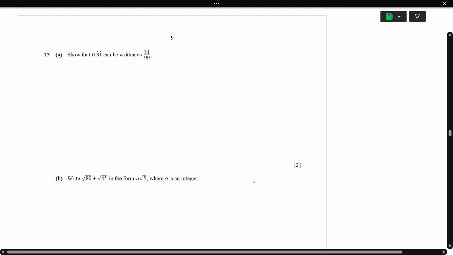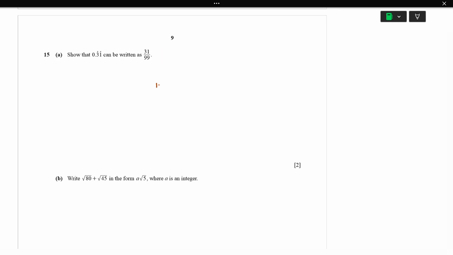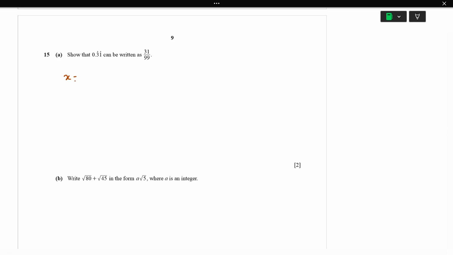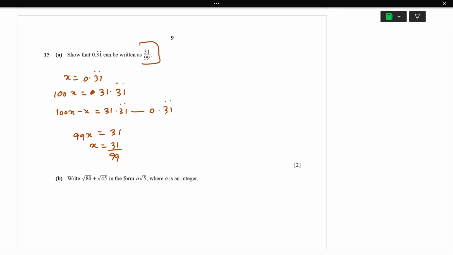Next, show that 0.31 recurring can be written as 31 over 99. Let X equal 0.31 recurring. I'll multiply by 100, so 100x, where the decimal will move 2 places, giving 31.31 recurring. I'll subtract: 100x minus x equals 31.31 recurring minus 0.31 recurring. After the decimal, everything will be gone, so only 31 is left. The left side is 99x. So x equals 31 over 99. That is what we needed to show. We showed that.